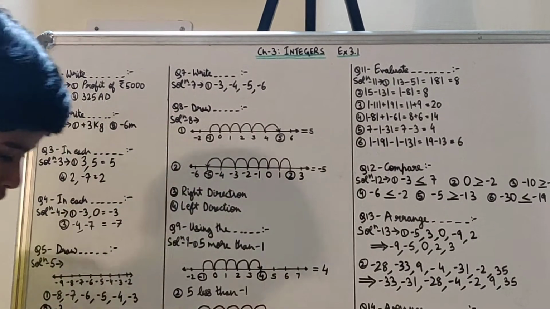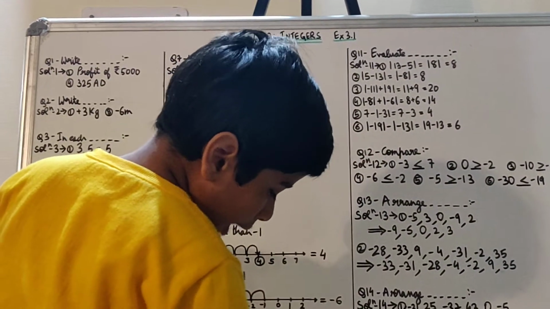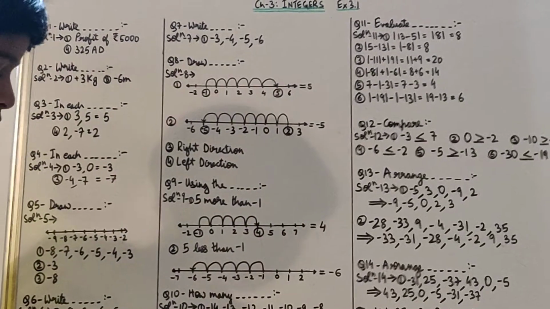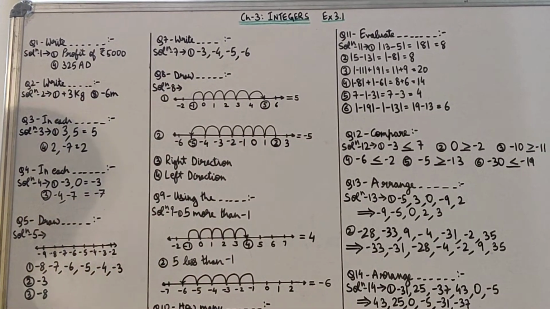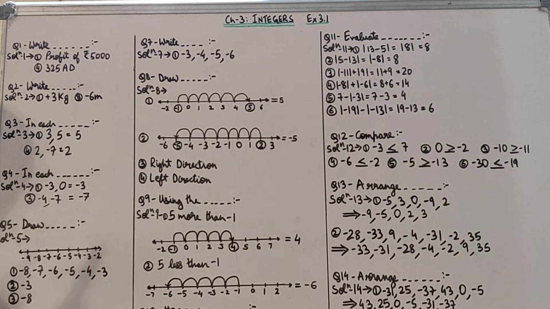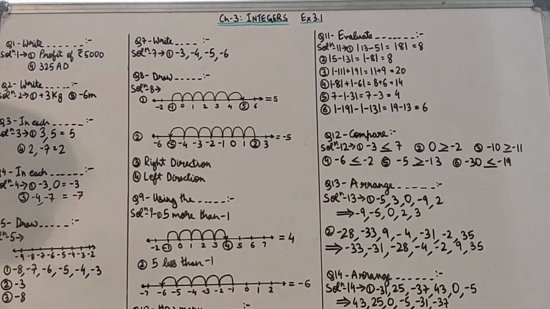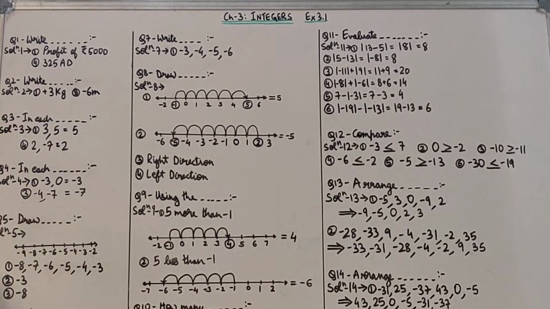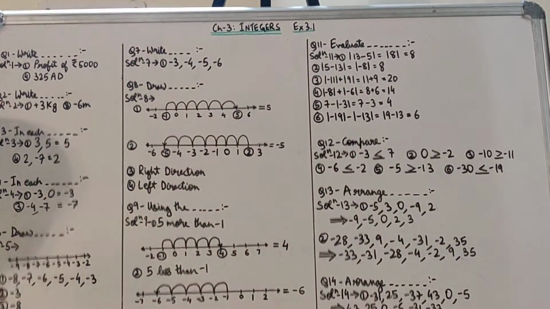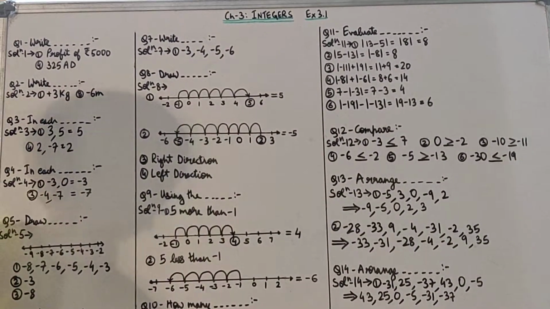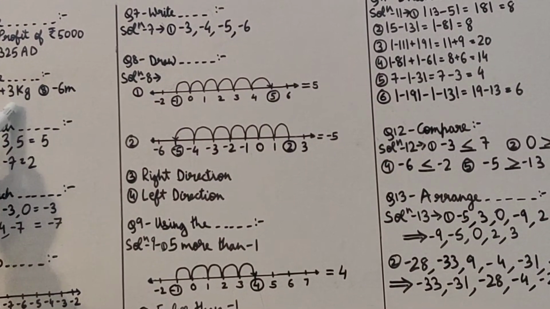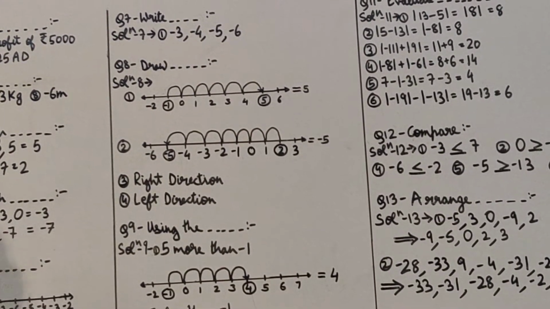Then question 2. Write each of the following using the appropriate sign, plus or minus. First is gain of 3 kg weight. Gain signifies plus. So plus 3 kg. Then the last one, 6 meter down in the basement of a building. Down means minus 6 meter. Remember to put the unit also, kilogram, meter, or else you will lose your marks.